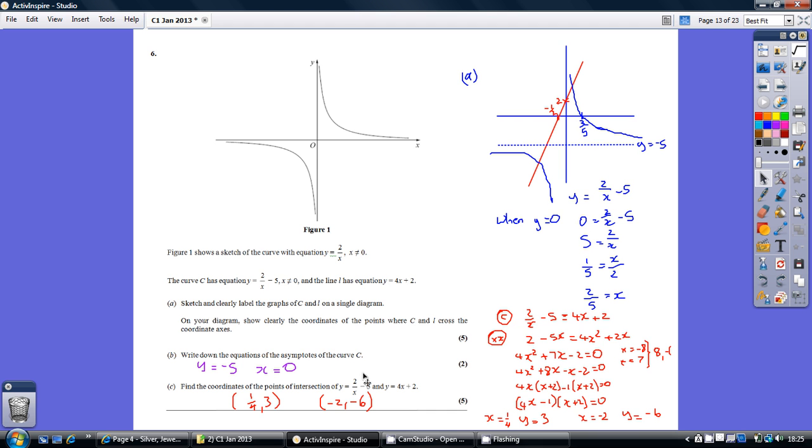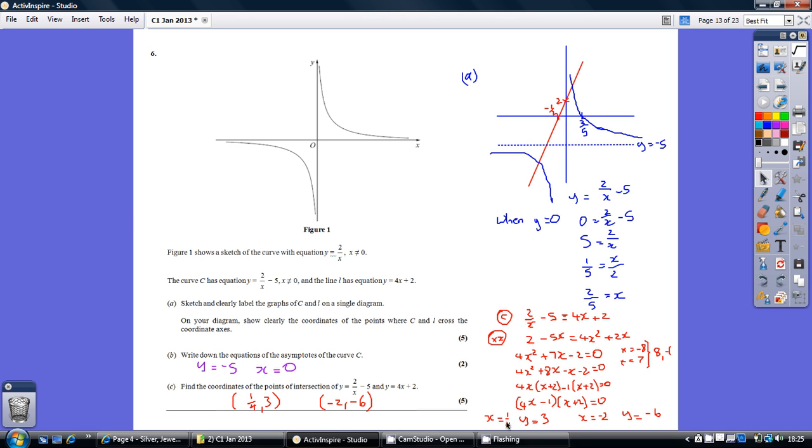For part C, we've got to solve the simultaneous equation where they equal each other. So 2 over x minus 5 equals 4x plus 2. Best to undo this fraction, as we're really on 2 levels here. So undo this dividing by x, multiply through by x, rearrange to create a quadratic equation, and then factorize this quadratic equation to give you 4x minus 1 in one bracket and x plus 2 in the other.